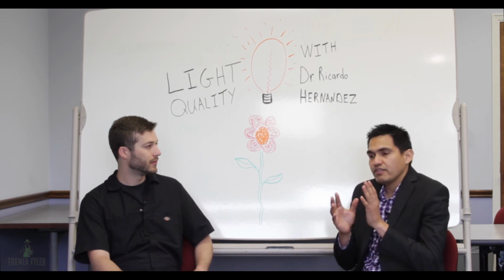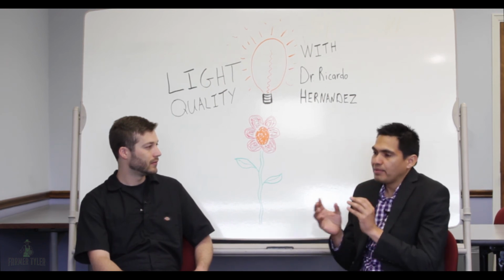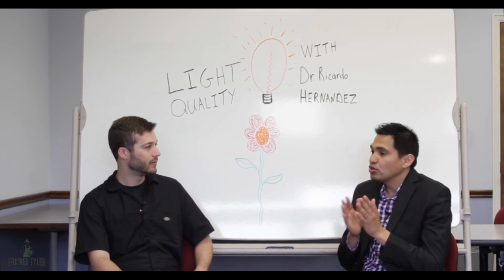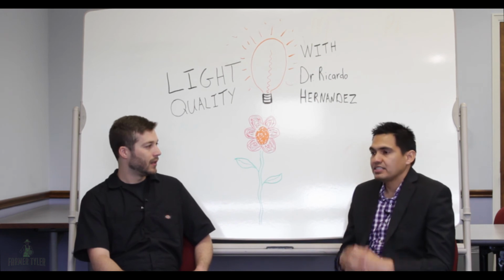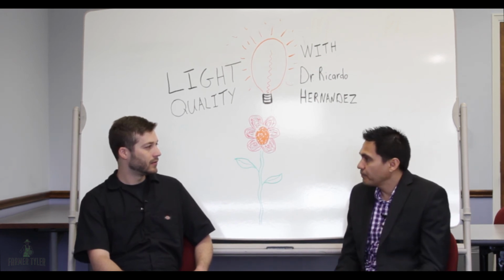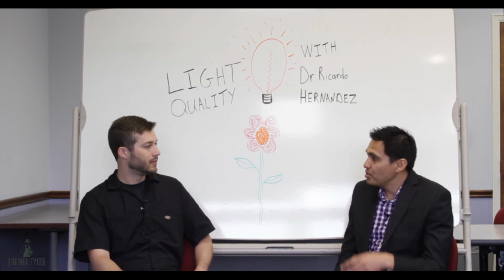But if you dial that down and use levels that are closer to what is outside or slightly enhanced, then you don't see that inhibition in growth. Instead, you see a morphological response where you make plants more compact and shorter. It also triggers some pigmentation.